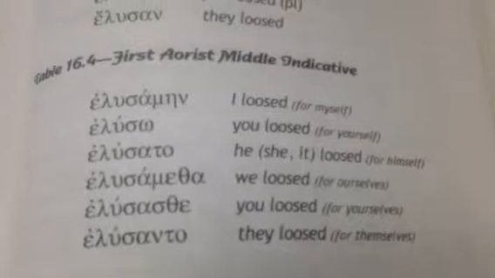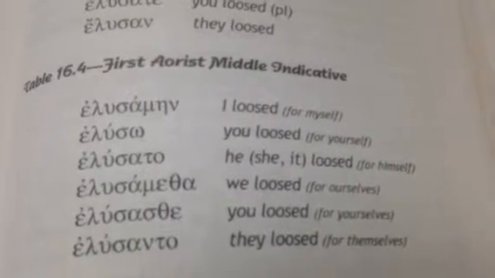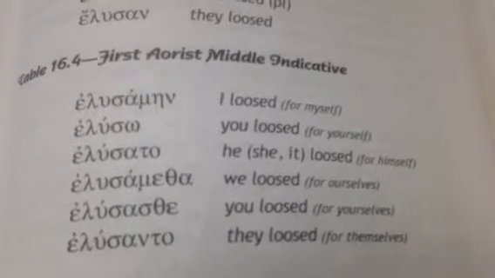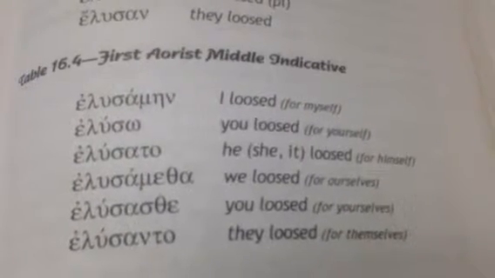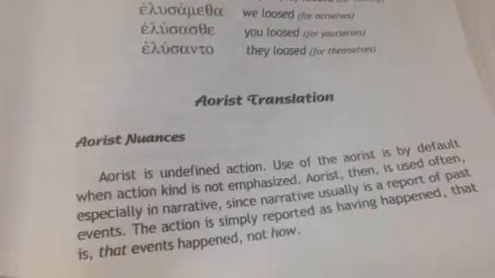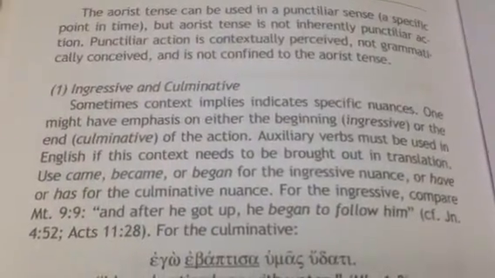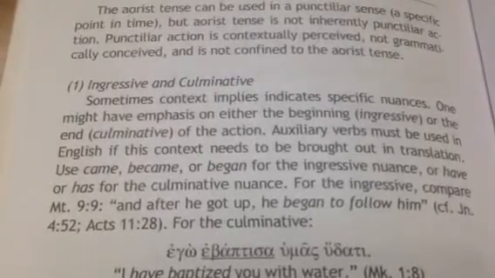Here's the middle, same thing. You add your augment, you build on it with your sigma alpha and then your endings. And notice that for the second person singular, it shortens in with the sigma, so you get sigma omega there. We have nuances like we saw with the imperfect. Of course, we have an undefined action as action kind, just like with the future.